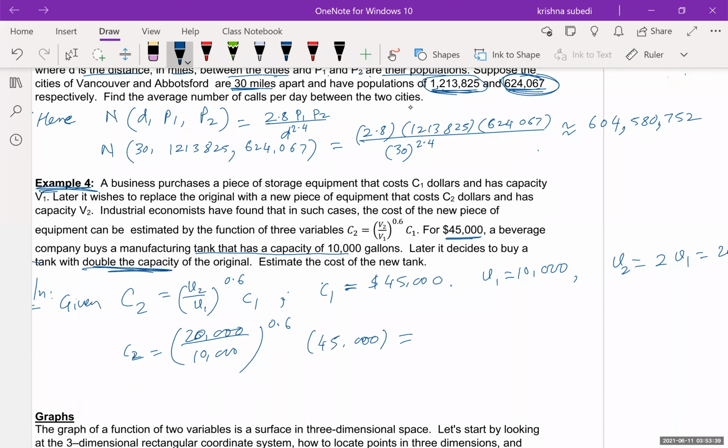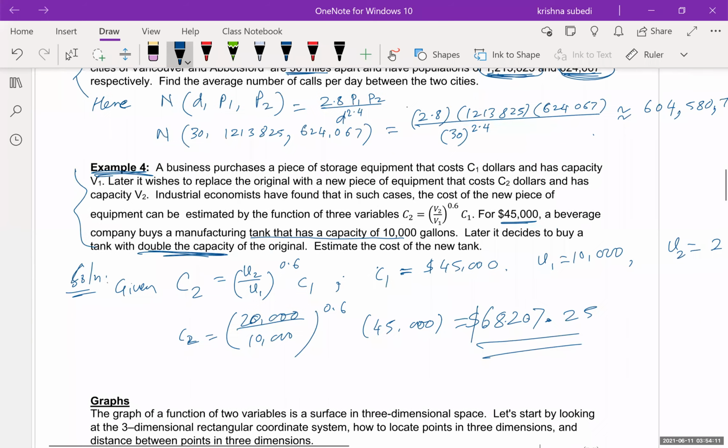And that's going to give me, I don't know, how much is that? What is the answer? Did somebody calculate this already? Okay, 68207. Thank you, guys. So 68207.25, because we are talking about a dollar amount. So yeah, this would be the answer. Any question?